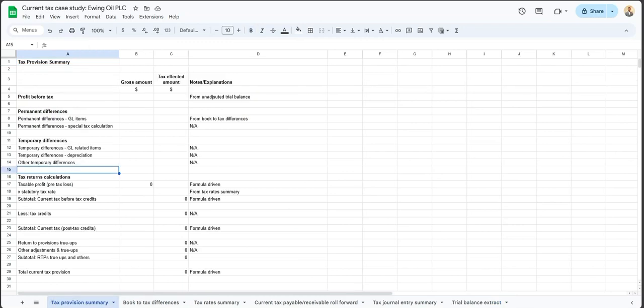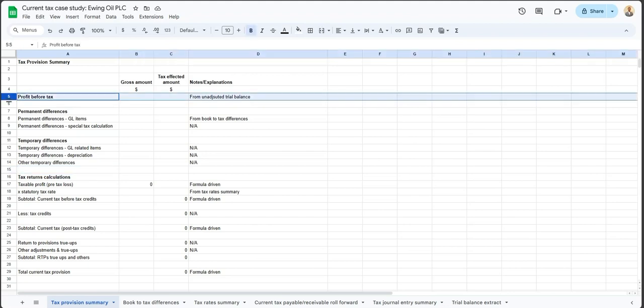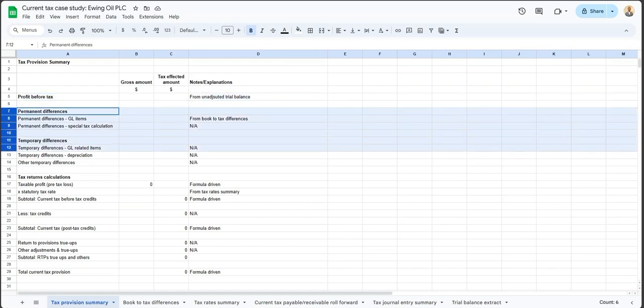So as a starting point is the tax provision summary, and I must have shown you something similar to this in the prior videos, though it's a bit different. The starting point in this case is your profit before tax for the year, which you will get from the unadjusted trial balance, and you're going to have certain adjustments. Those adjustments can be permanent differences or temporary differences. In a subsequent video, I'm going to talk about what these are.